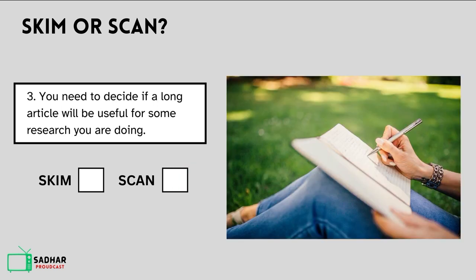What about number 3? You need to decide if a long article will be useful for some research you are doing. So you only need to decide whether the long article is useful or not. So you don't need to find the details yet. And in this case, you just skim. You read the first paragraph, you read the second paragraph, you read the next chapter, and so on.